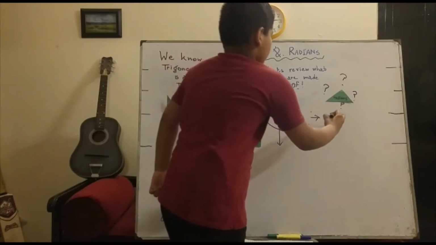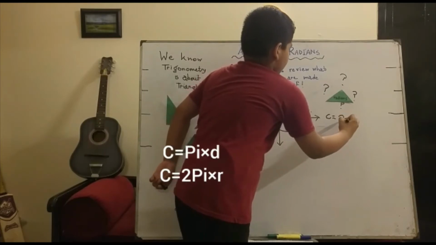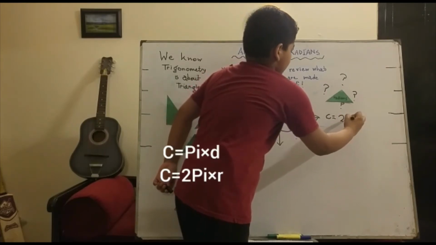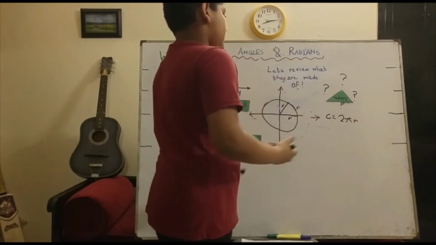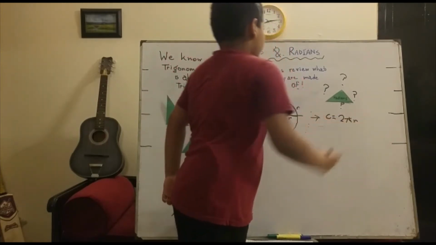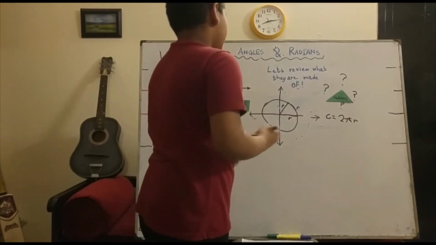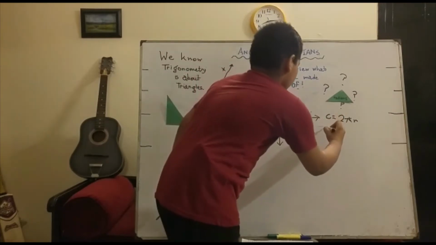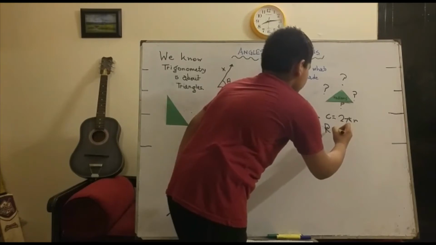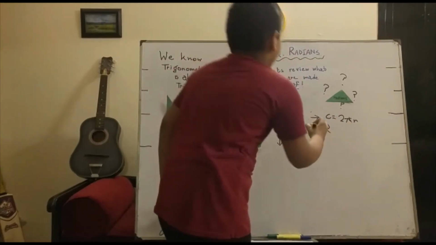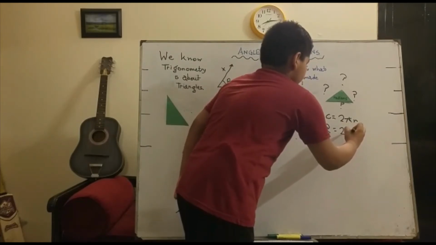Now, since the circumference equals pi times diameter, it can also be represented as 2 pi times the radius, which means that, let's give a big R, 2 pi radians will be 360 degrees.